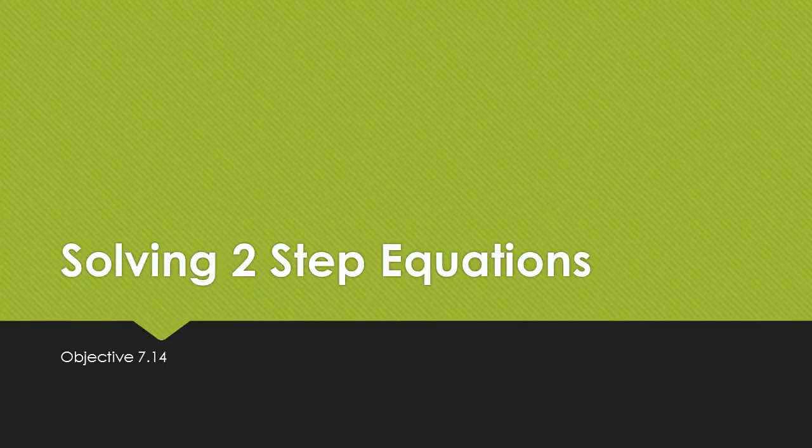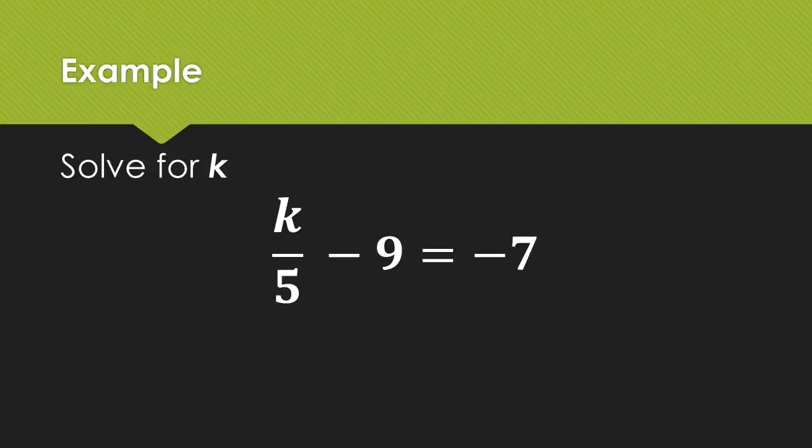This is Mr. Peterson bringing to you Objective 7.14, solving two-step equations. So here we go. We have our first example here. We need to solve for k. And here is our equation: k divided by 5 minus 9 equals -7. So this is going to require two steps to get k by itself.